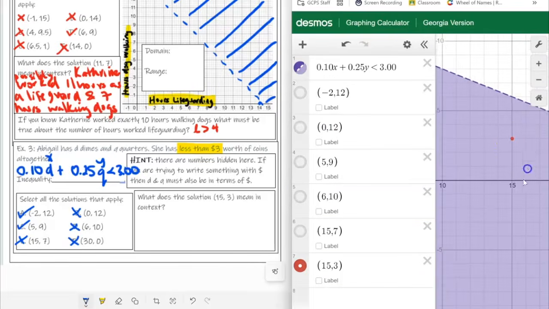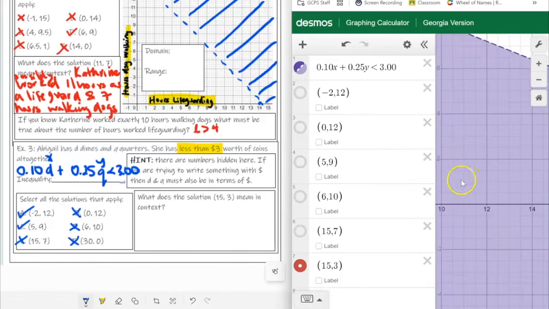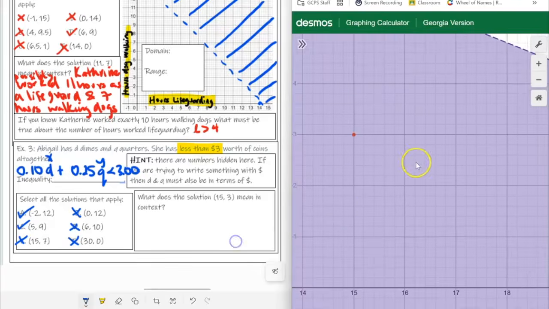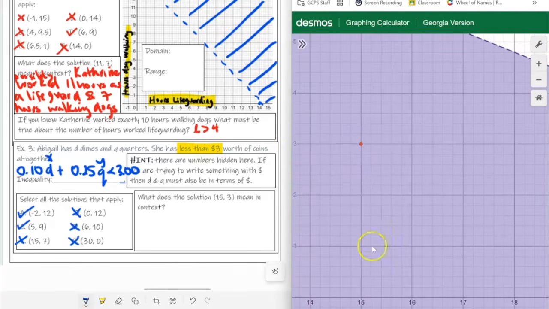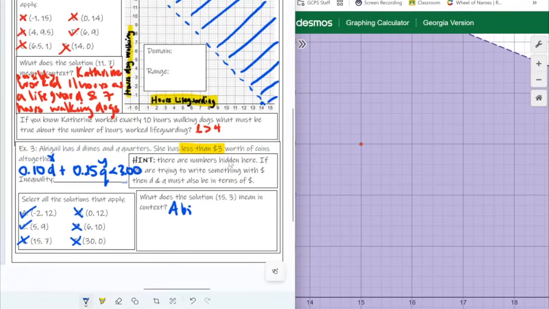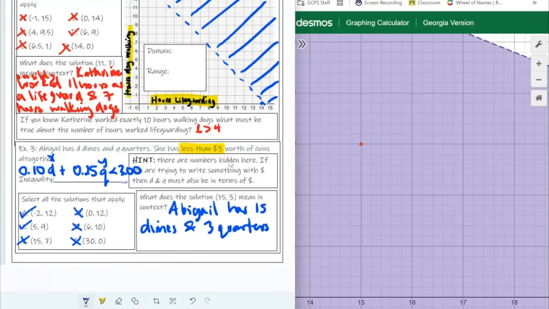What does that mean in context? Then we can see that's 15, and let's zoom in a little bit more. I'm going to hide that real quick. All right, so that's 15, and you can see this is 3. So that's 15, 3. It's definitely in the solution. What does that mean? So who's this person? It's Abigail. She has dimes and she has quarters that are less than $3. So X is my dimes, Y is my quarters, right? So this is saying Abigail has 15 dimes and 3 quarters.